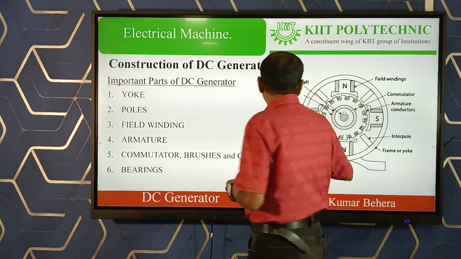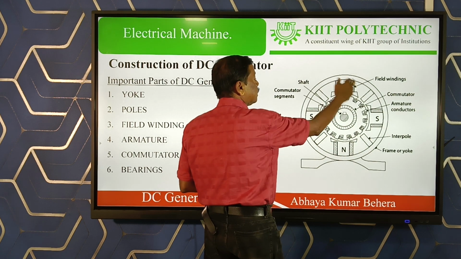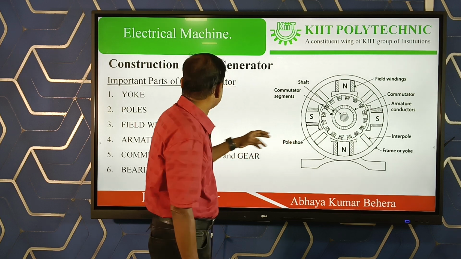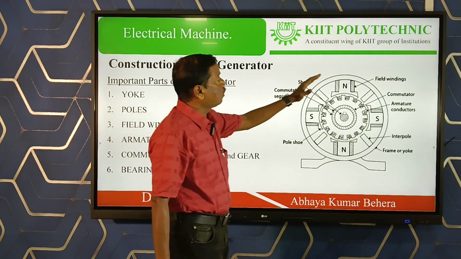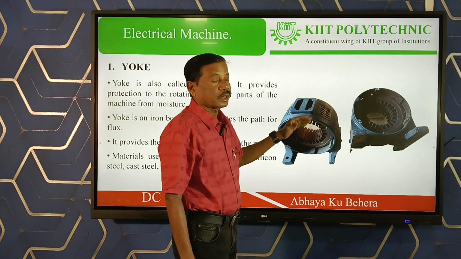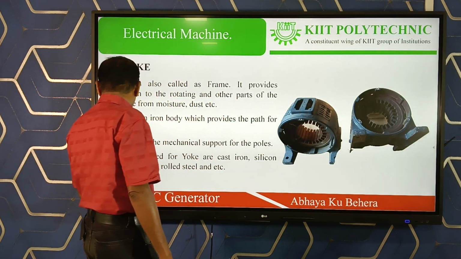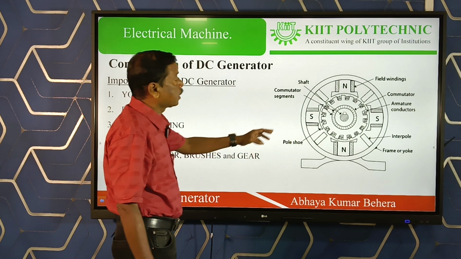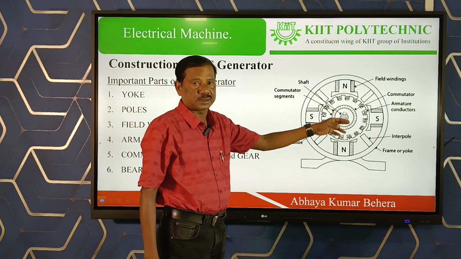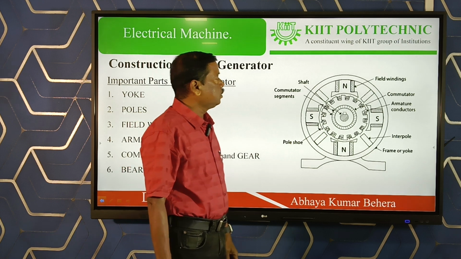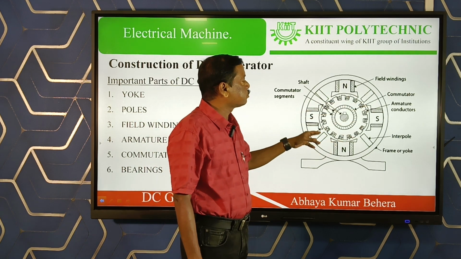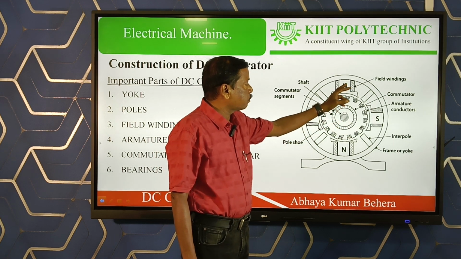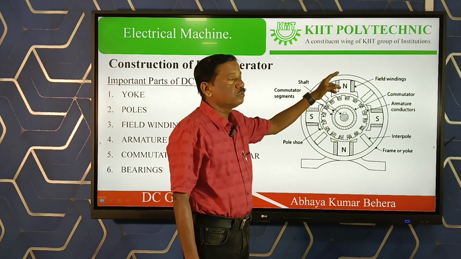The outer part is the mechanical support for the DC generator, and we call it the yoke. The yoke gives mechanical support to the DC generator, and it also carries magnetic field. In the yoke there are different magnetic poles. Here I have shown a 4-pole DC generator machine. The poles are north and south, and these poles are fixed to the yoke.